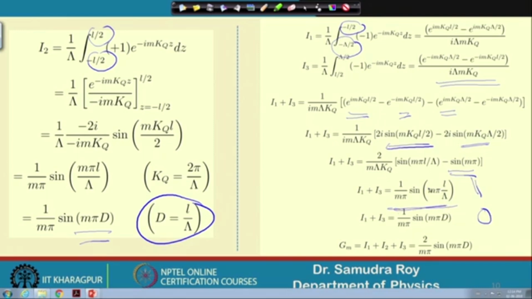Now, L by lambda is d. So, we will have 1 by m pi sine of m pi d. If you look here, we have already got the same thing for I2. So, I1 plus I2 plus I3 is eventually 2 divided by m pi sine of m pi d. So, this is the important quantity, because in the future classes we need to find out what is the value of G. G_m is a general term.